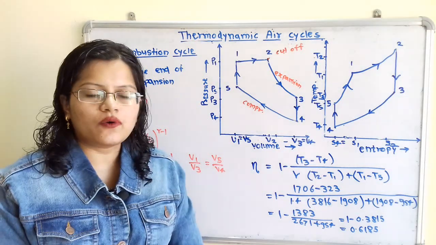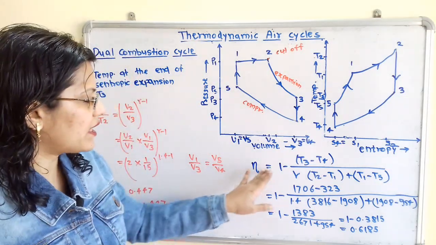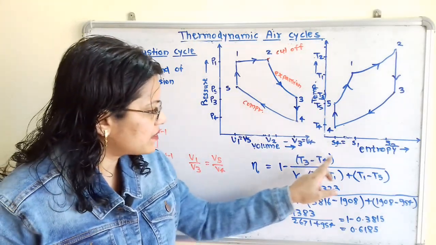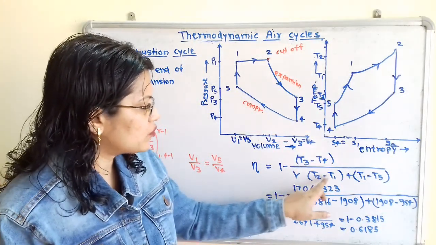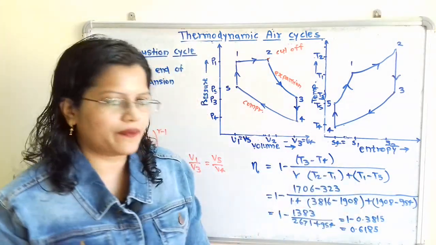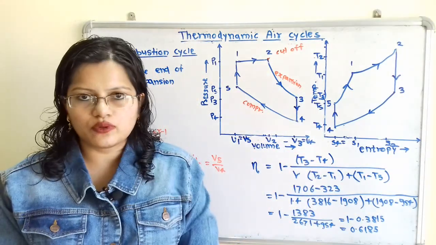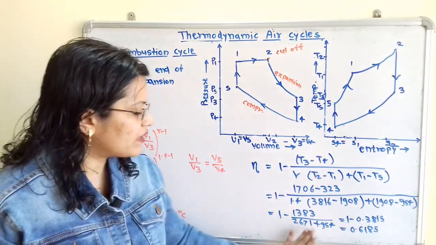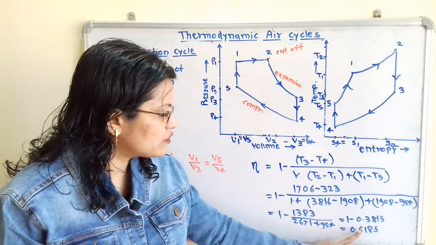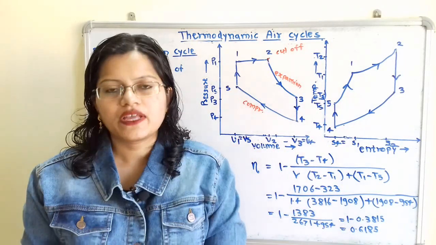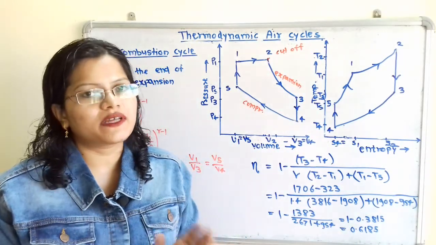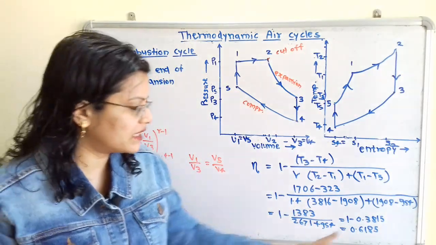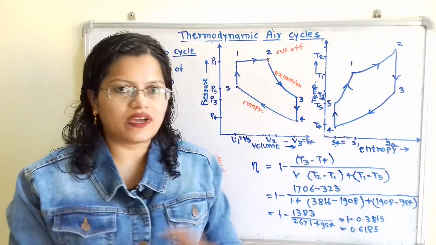Then we will find out what is the efficiency eta. Eta is equal to 1 minus (T3 minus T4) divided by (gamma (T2 minus T1) plus (T1 minus T5)). So all these temperatures are known. Gamma is equal to 1.4. We will put all the values, and when we calculate we will get the answer 0.6185. And how to convert it into percentage, that is we have to multiply this answer with 100, that is 61.85%.